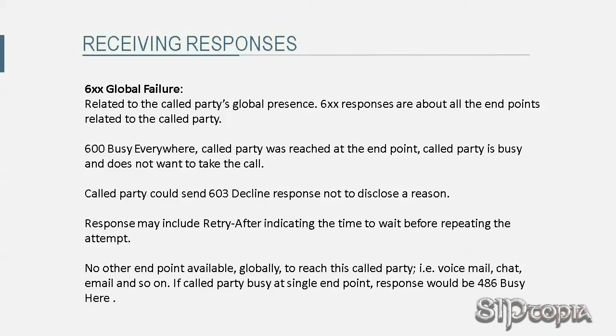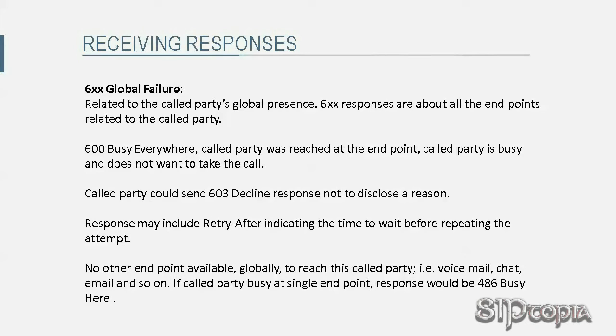So moving on to the 6xx global failures. These responses are related to the called party's global presence. While the 3xx, 4xx, 5xx responses may be specific to one particular endpoint the called party is using, 6xx responses are about all the endpoints related to the called party.